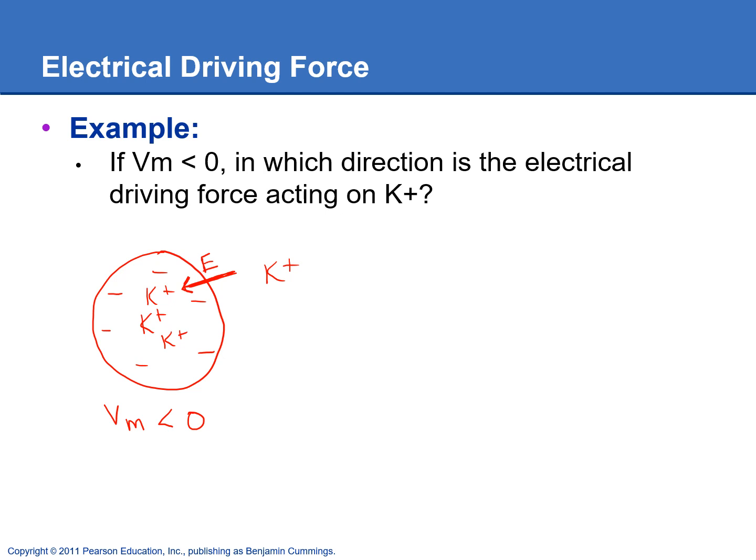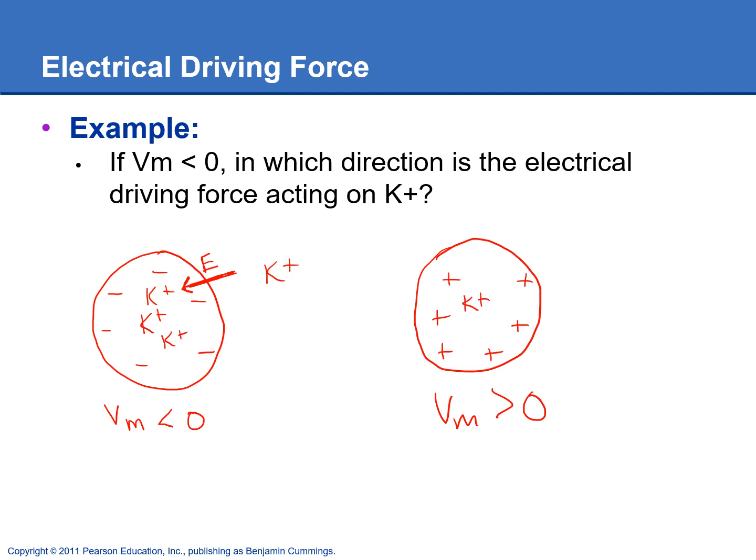Now, what if I said instead that the membrane potential was greater than 0, meaning that it was positive? So we would draw some plus signs in here.